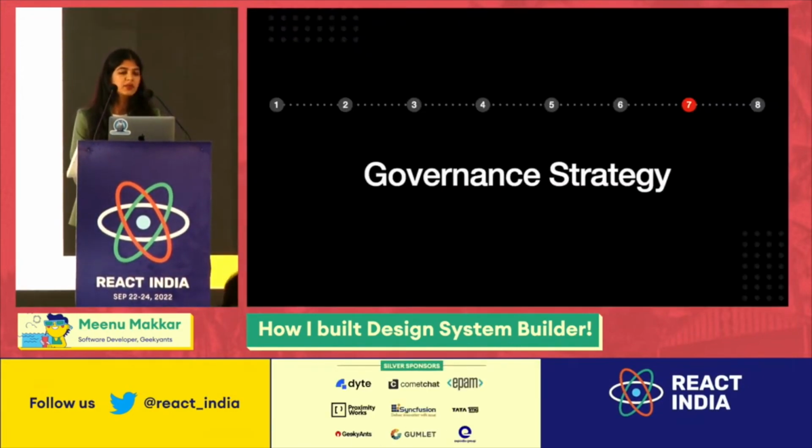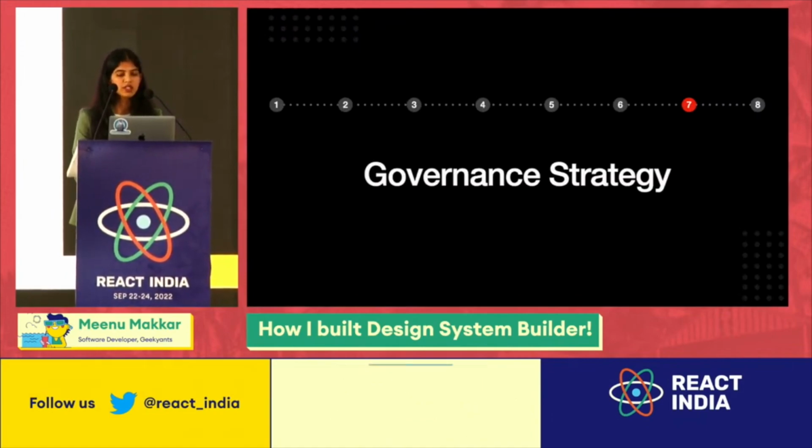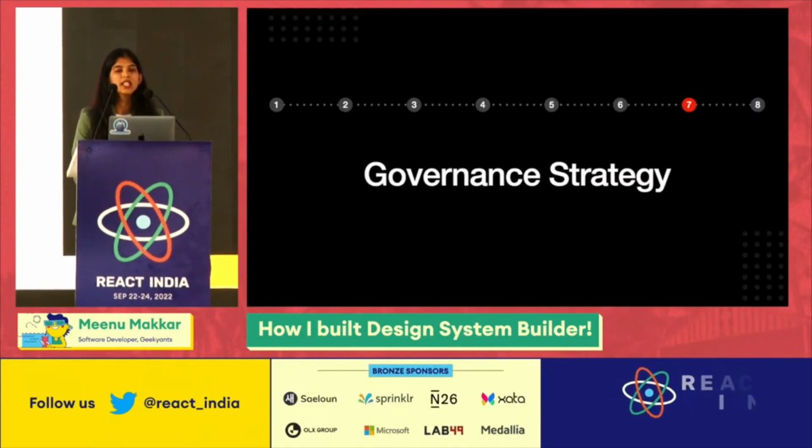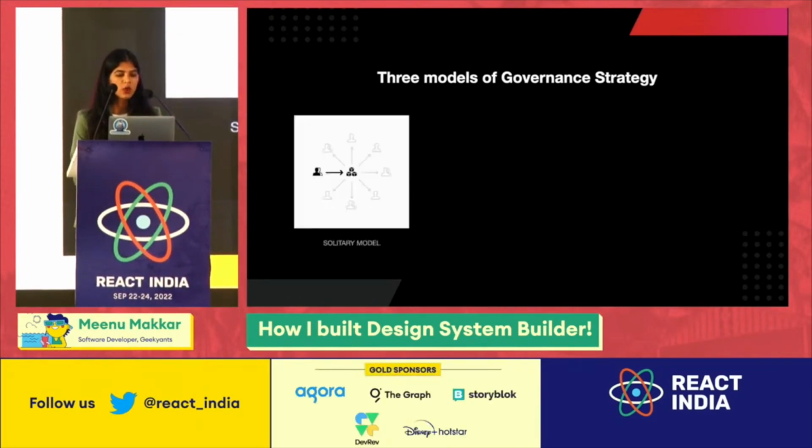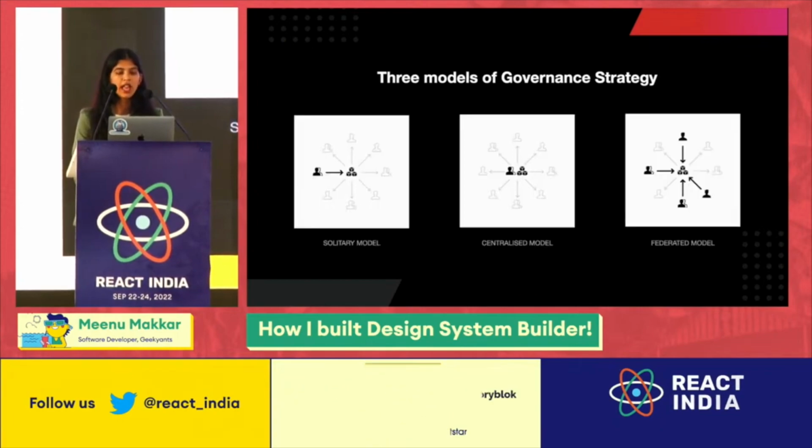And after this, we have come to governance strategy. After building a design system, we should have a way to govern that also. So there are 3 models of governance strategy. First is solitary, centralized, and then federated.